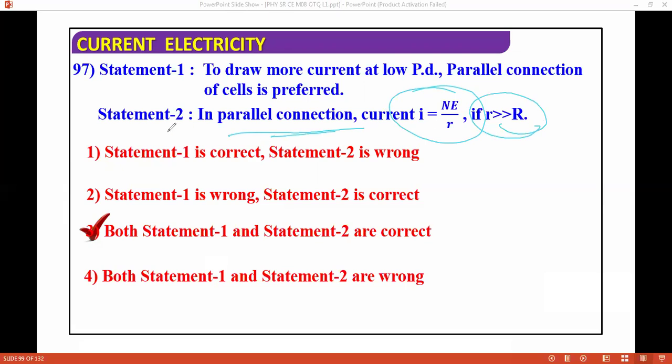So I'm deleting these options. Don't attempt this question. To draw more current at low potential, a parallel connection of cells is preferred. So we move to the next one. This is correct.